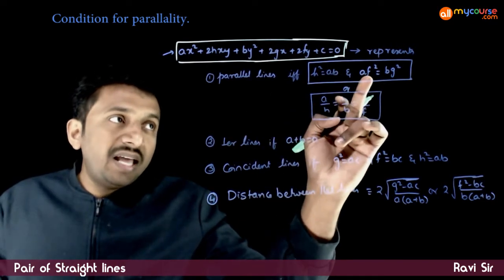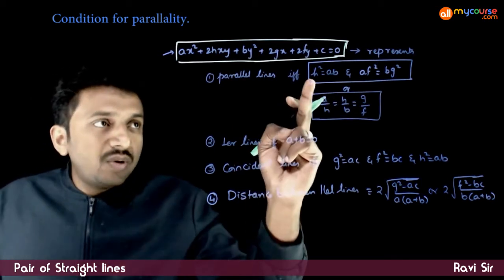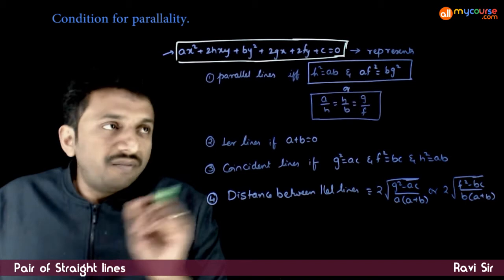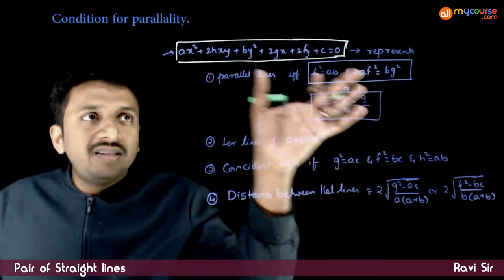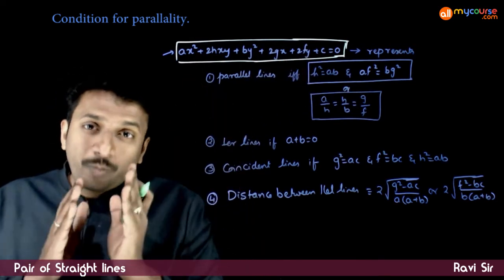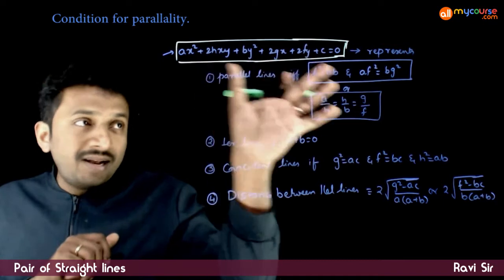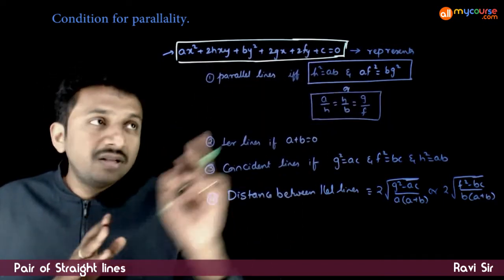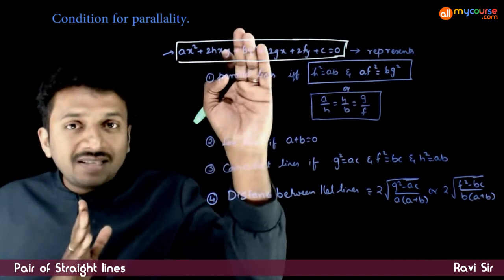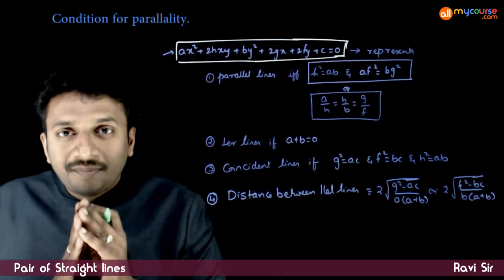ab and af square is equal to bg square. If these two conditions are valid, then this pair of lines represent two parallel lines, and if this represents two parallel lines, then this condition is valid. So these conditions are valid in both directions. If the lines are parallel, then this will be valid. If this is valid, then the lines will be parallel.